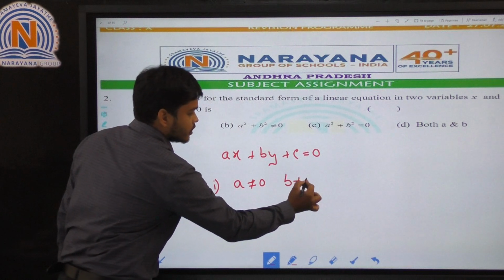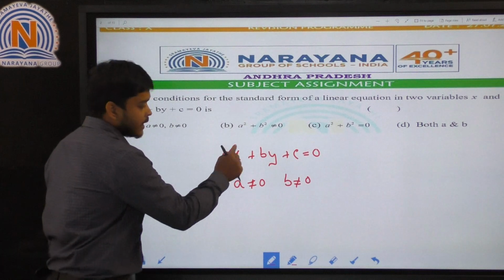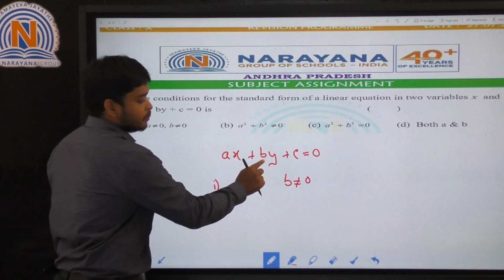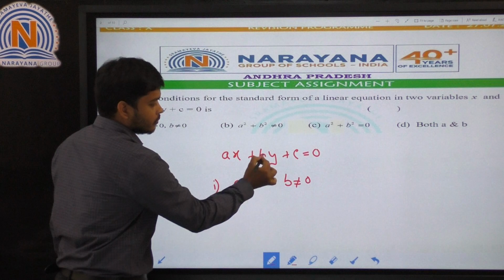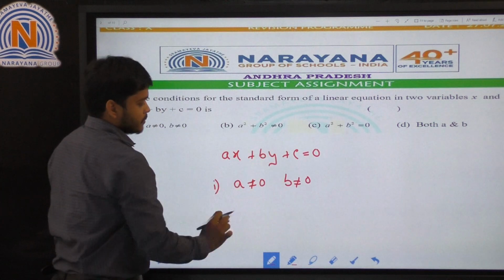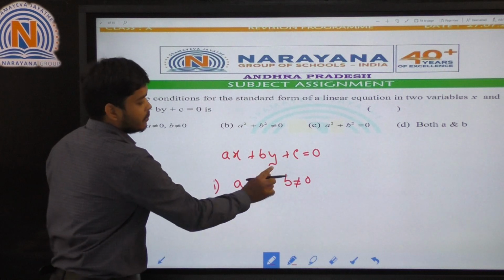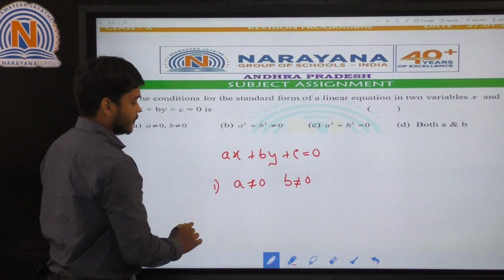be equal to 0. If a is 0, then the x term is not present. If b is 0, then the y term is absent. So this condition is very important: a is not equal to 0 and b is not equal to 0. That is the first condition.